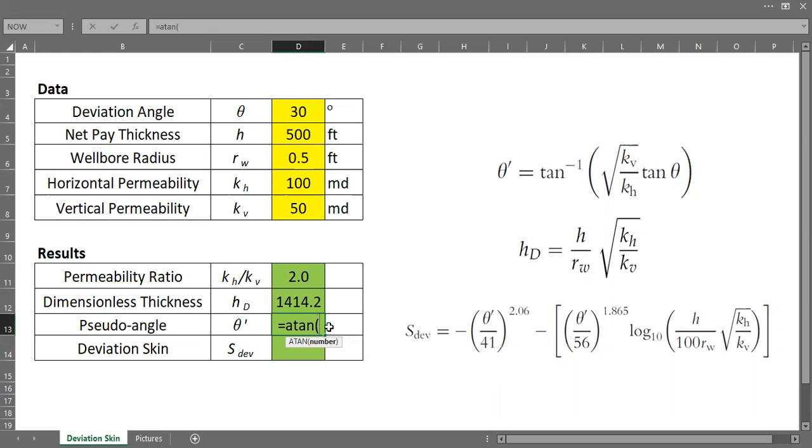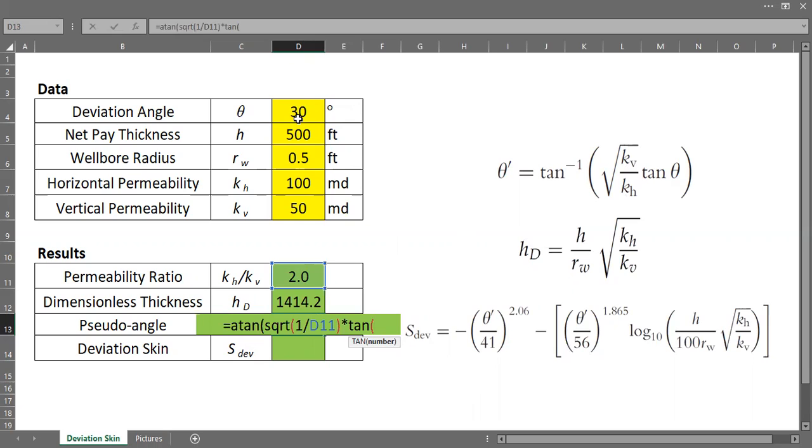Okay, so first here, the permeability ratio is Kv divided by Kh, or 1 divided by this result. So I will use SQRT of 1 divided by 2, right? Because this is Kv by Kh, whereas here I have Kh by Kv, multiplied by the tangent of this angle. But you need to be careful that here in this calculation, the angle should be converted first to radians.